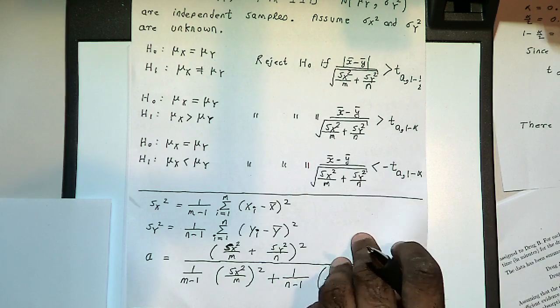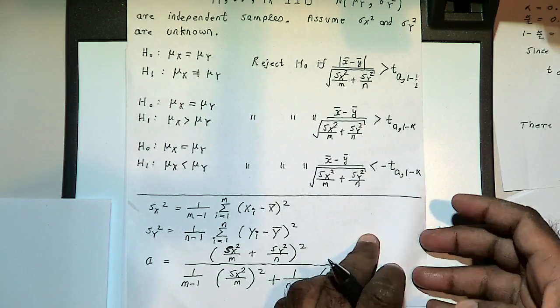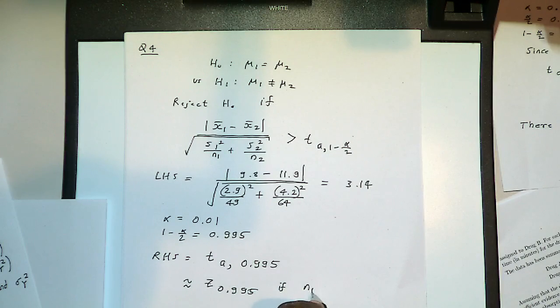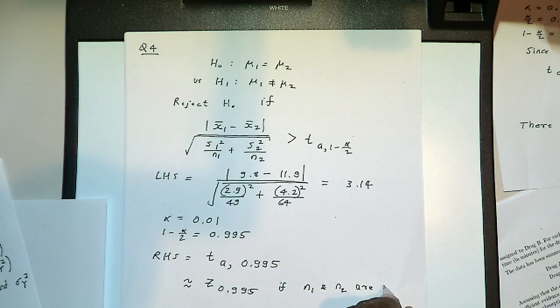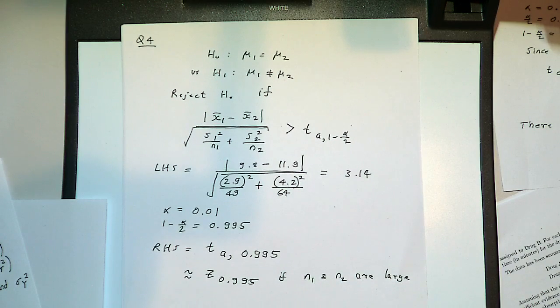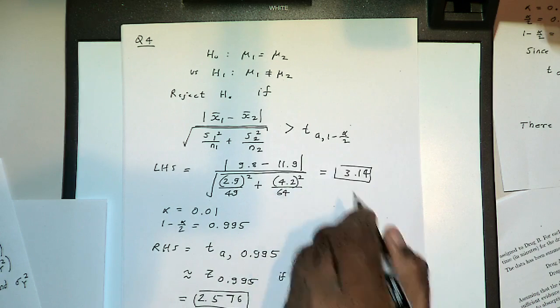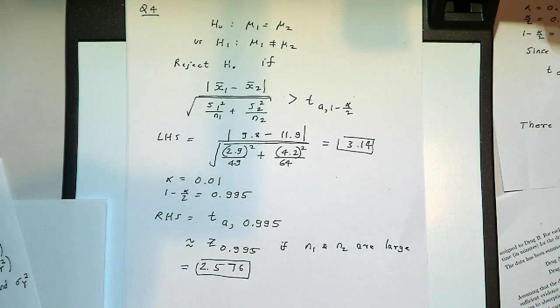So what I'm going to argue is the following. I think I mentioned this before to you guys, that you can approximate this by the Z percentile if N1 and N2 are large. In this case, they are large because N1 is 49 and N2 is 64, which are large in a statistical sense, because in statistics, anything above 25 is considered large. If you read this off the table for the normal, you will get 2.576. So this is the right-hand side, and this is the left-hand side. Once again, the left-hand side is greater than the right-hand side.